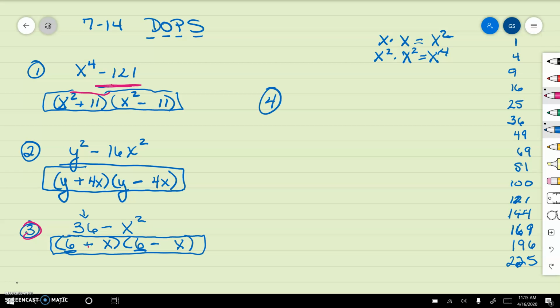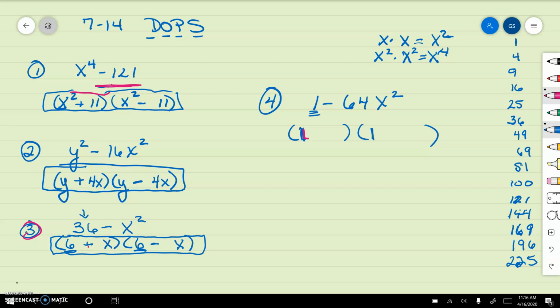Number 4 is 1 minus 64x squared. This is kind of a combination of number 2 and number 3. So we're going to double bubble because that's what we always do. We're going to take the square root of the first term. So the square root of 1 is actually 1. 1 times 1 is 1. So the square root of 1 is 1. A 1 and a 1.